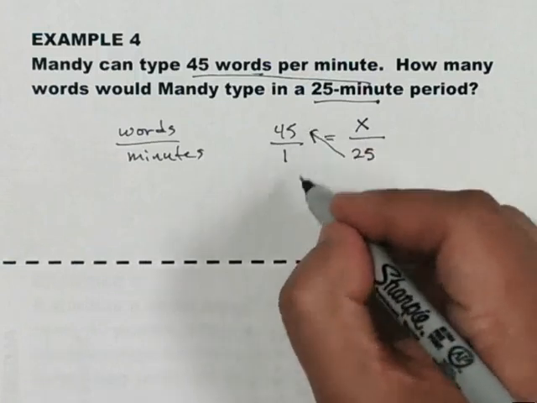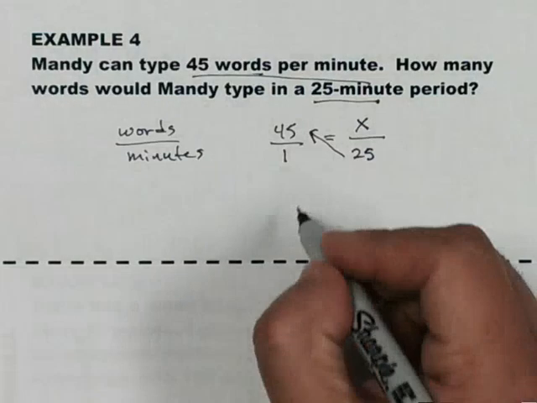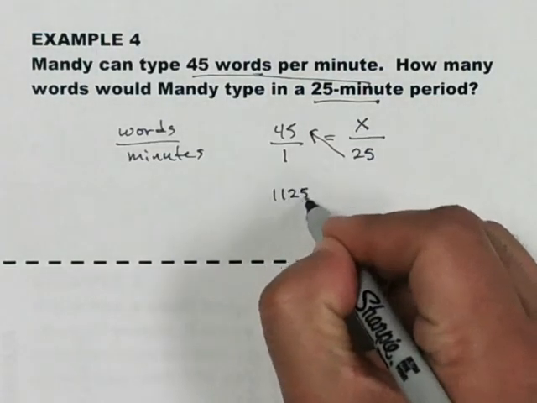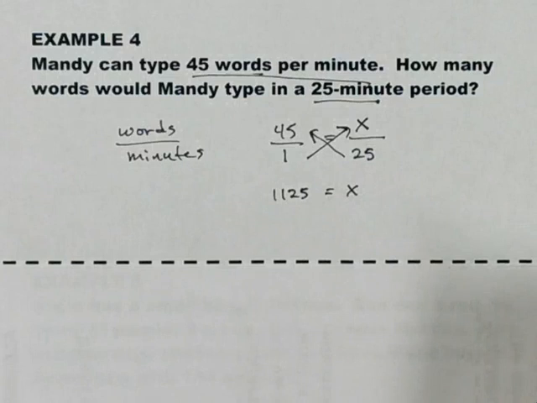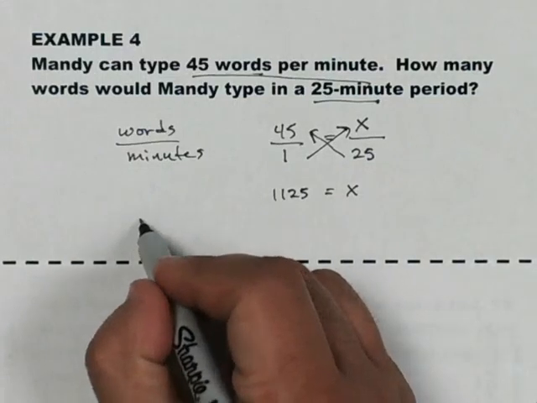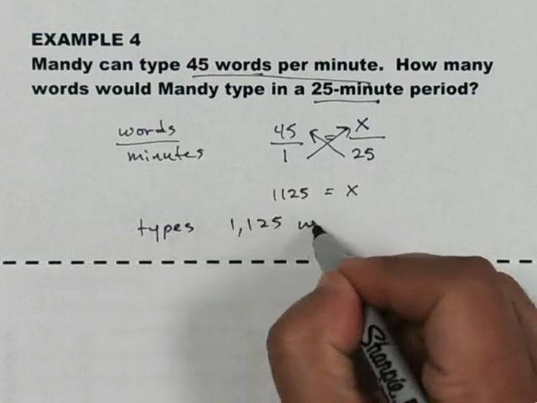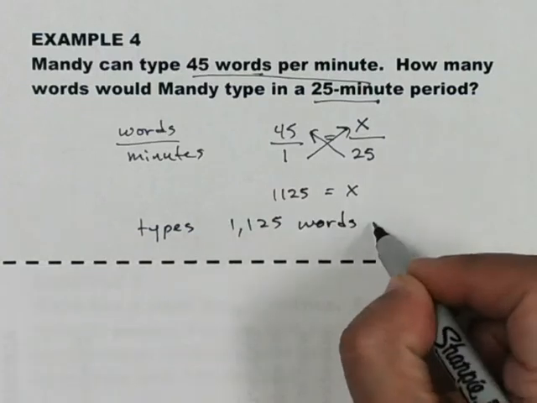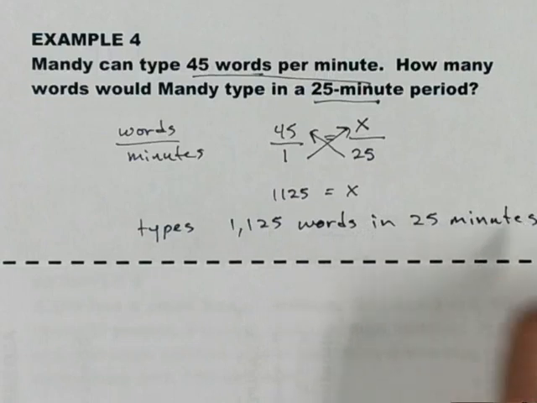So we would cross multiply 45 times 25, which comes out to 1,125, and we multiply 1 times x, which is just x. So then my answer is she types 1,125 words in 25 minutes. That's the rate she's going.